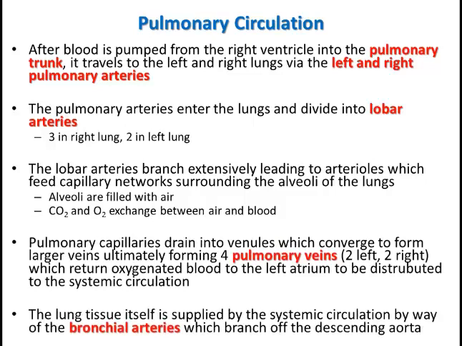So oxygenated blood drains from the capillaries into the venules, which ultimately converge into the 4 pulmonary veins, so 2 on the right side, 2 on the left side, again returning that oxygenated blood to the left atrium, which is distributed ultimately to the systemic circulation.